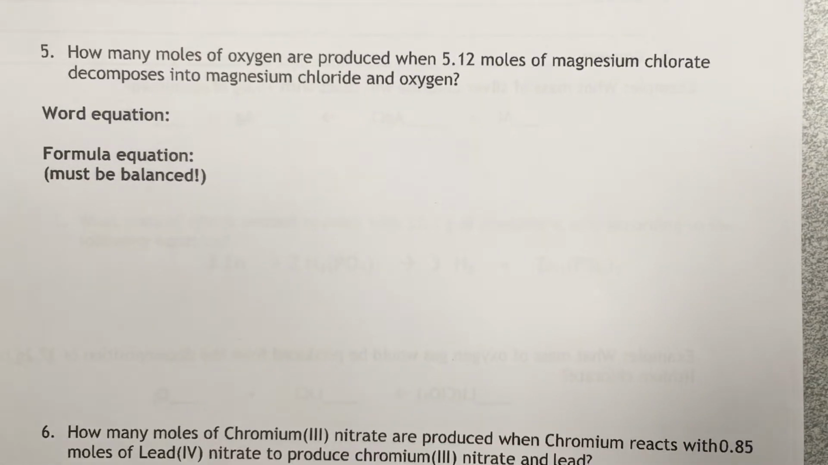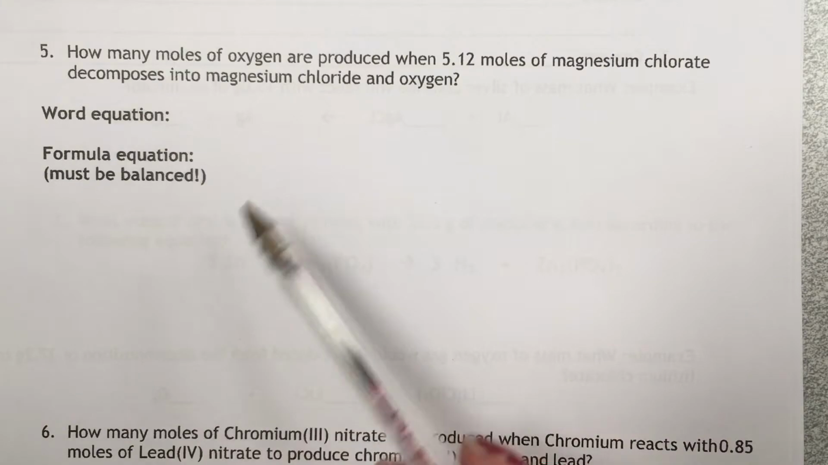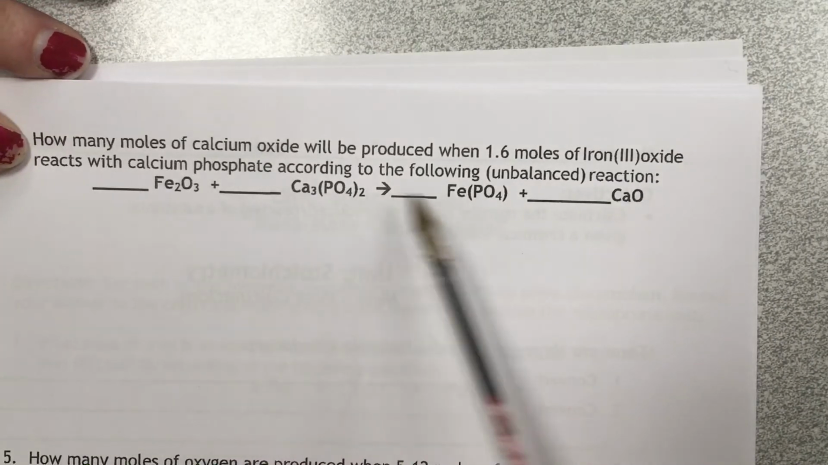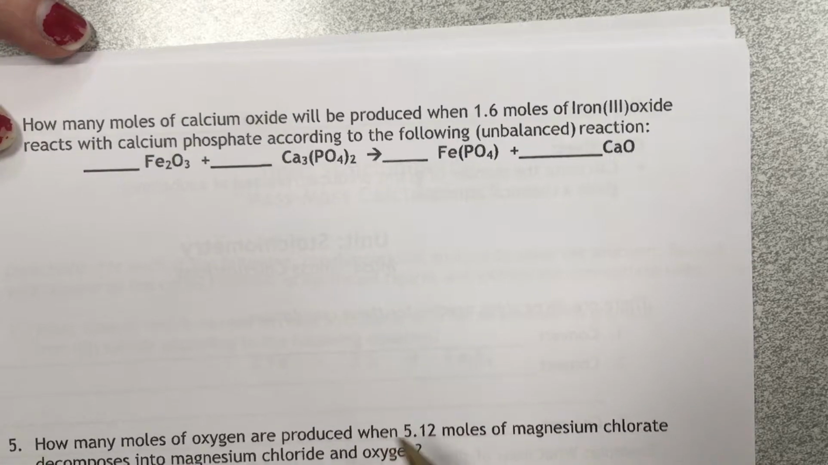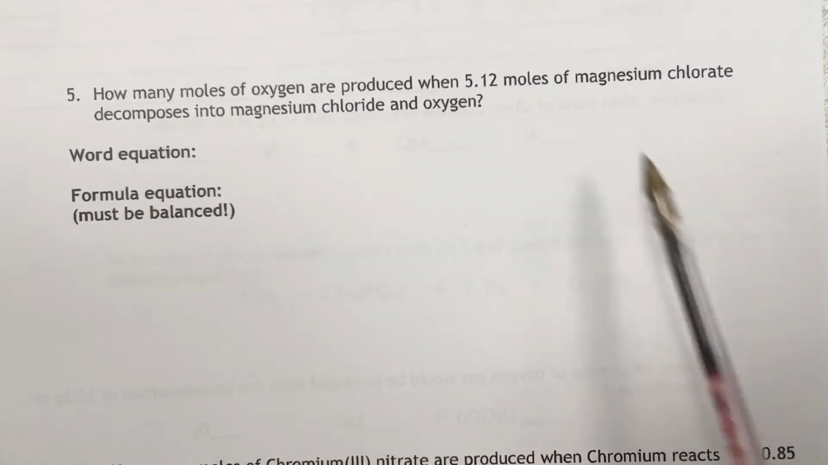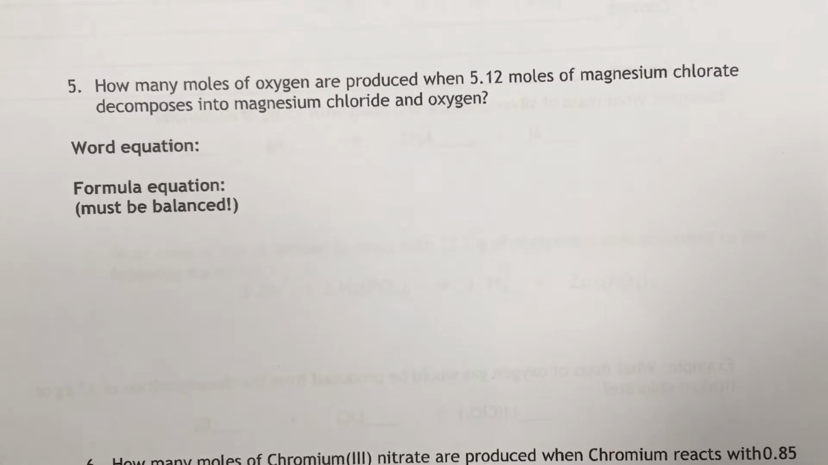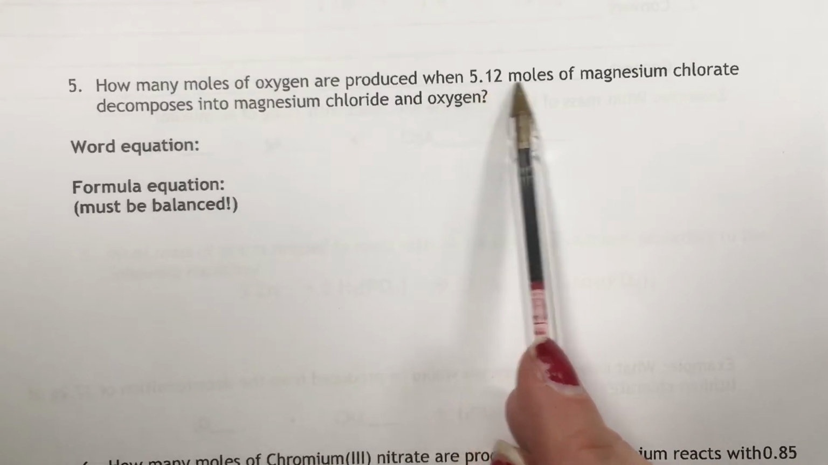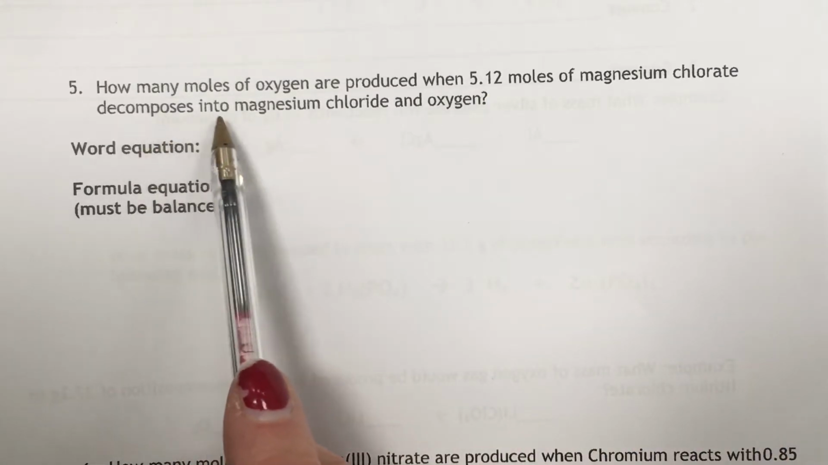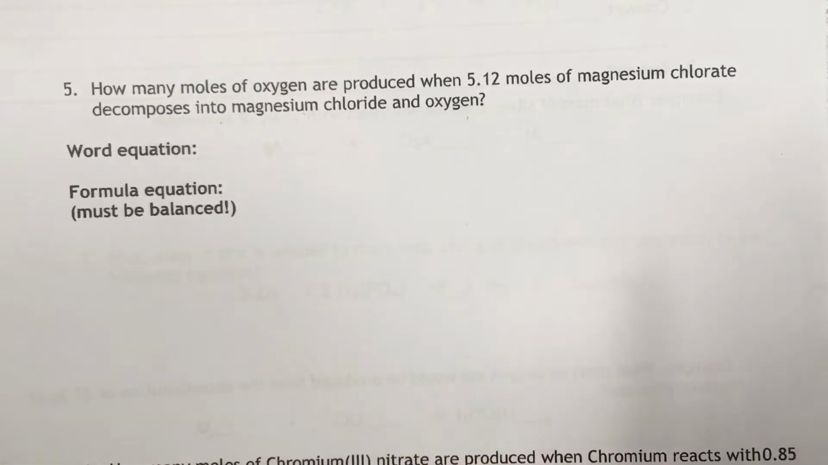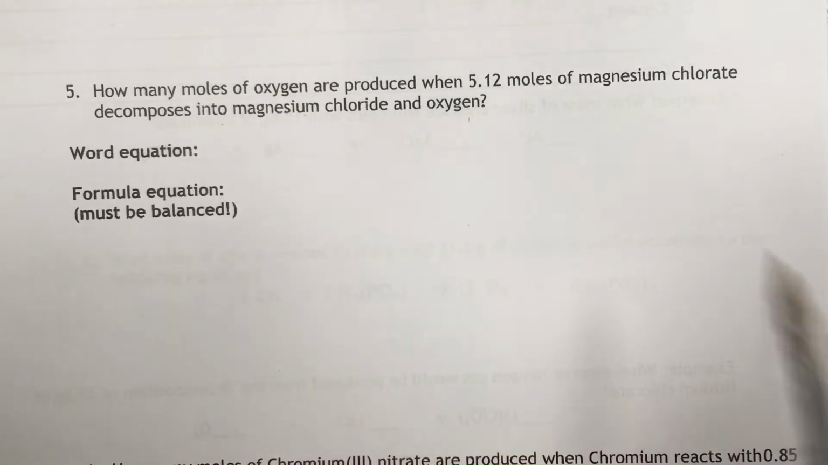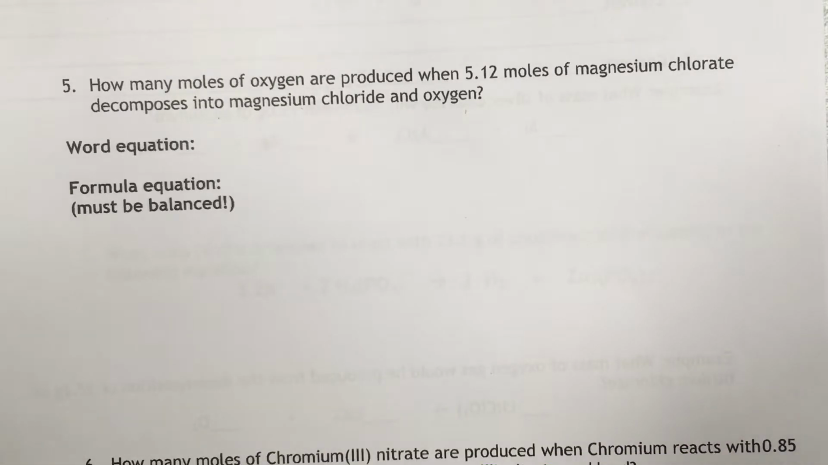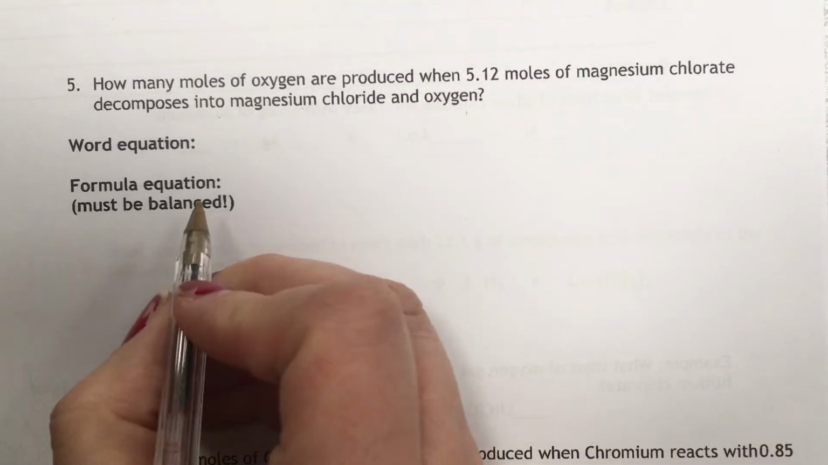Okay, let's just do a quick example from the homework. We'll go ahead and do number 5 because the others give you the equation, and so it's easy. All you have to do is balance and then do your problem. This one actually starts with nothing, and I think you'd rather me do one like this. Okay, so the question says, how many moles of oxygen are produced when 5.12 moles of magnesium chlorate decomposes into magnesium chloride and oxygen? So that's actually nice of them. They gave us our products. All your homework problems give you the products. So, okay, we'll keep going with this one.